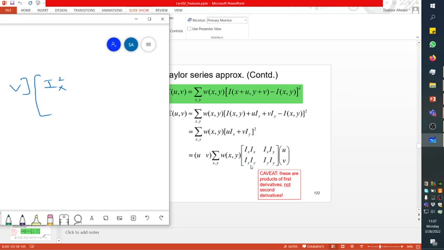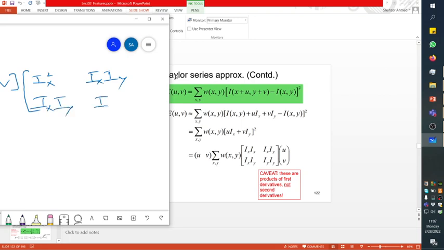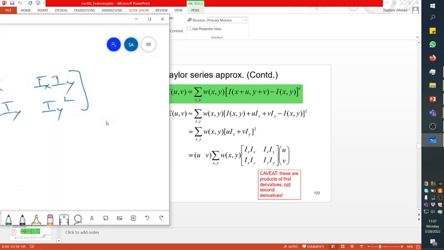No, no, no. This is partial I by partial x times partial I by partial y, which means it is the product of both the horizontal and vertical derivatives. Similarly, this is the square of the horizontal derivative and this is the square of the vertical derivative. Okay? So ix square, times, ix iy, ix iy, iy square. So this matrix times uv.